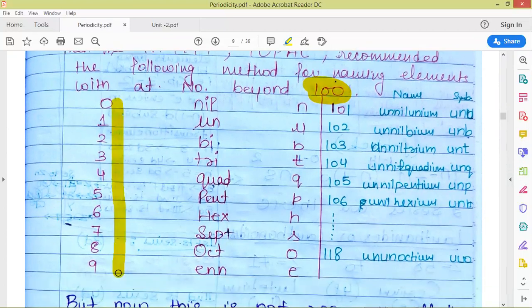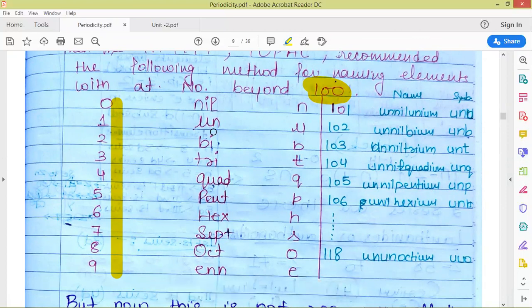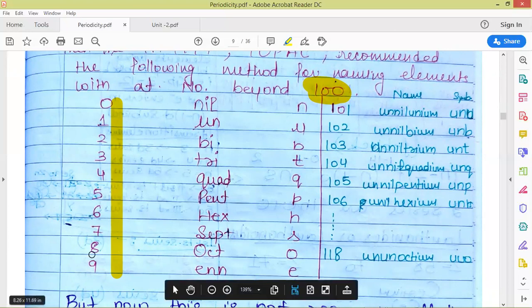For 0 they used nil, and the symbol used was n. For 1 it was un, and the symbol was u. For 2, bi. For 3, tri was used. For 4, quad. For 5, pent. For 6, hex. For 7, sept. For 8, oct was used, and for 9, enn was used.